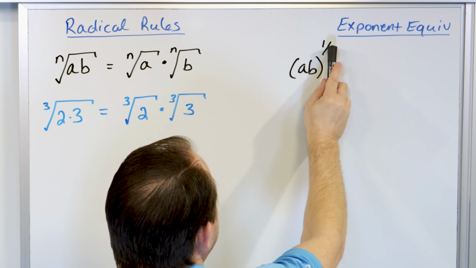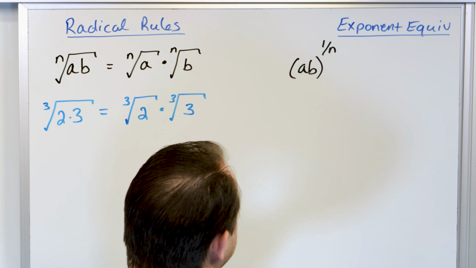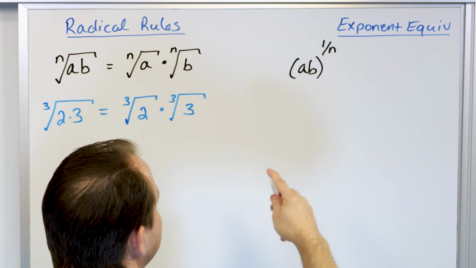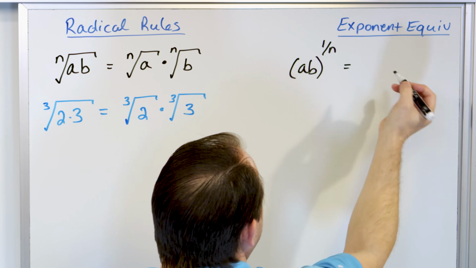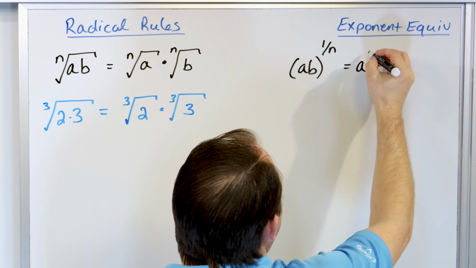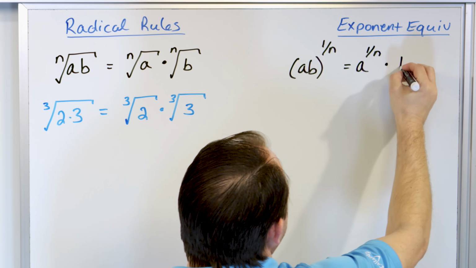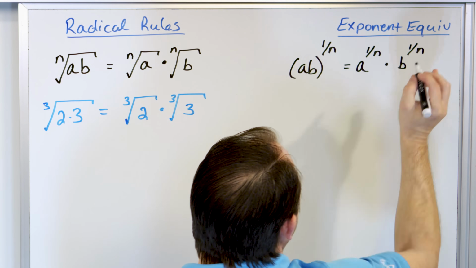We say the exponent goes and operates on the A, and then it also goes and operates on the B, right? It kind of gets distributed into the A and the B, right? So that works for any exponent, no matter if it's a fractional exponent or not. So this would mean that A would have a 1 over n power, and it would be multiplied by B, which would have a 1 over n power as well.